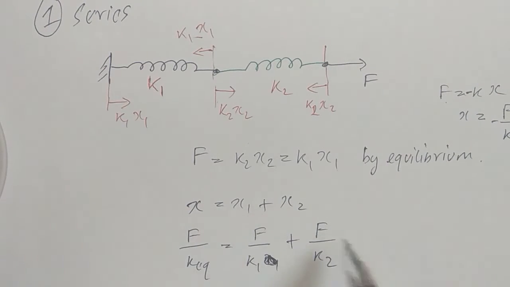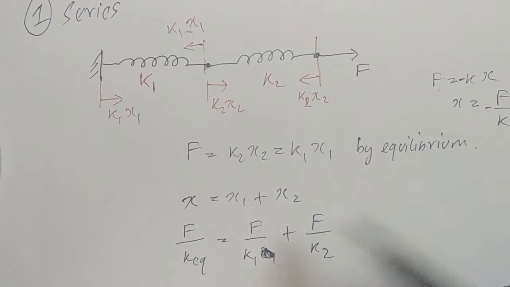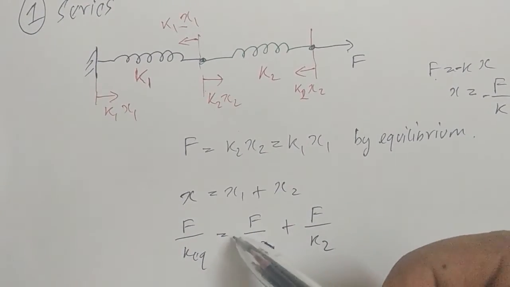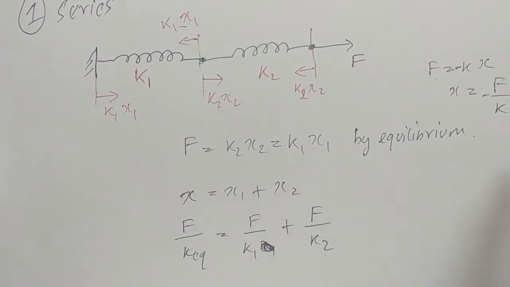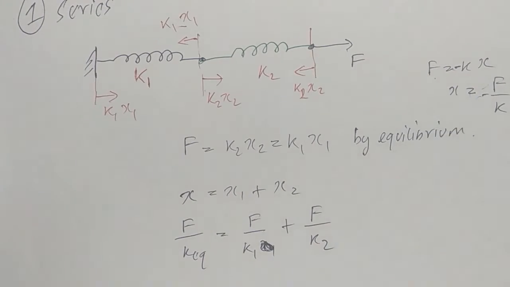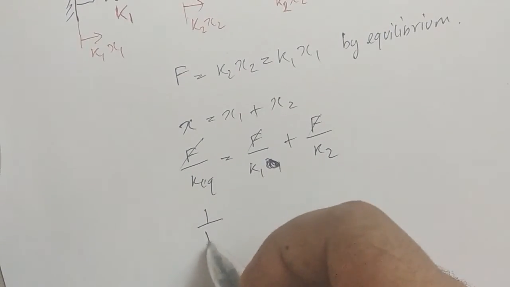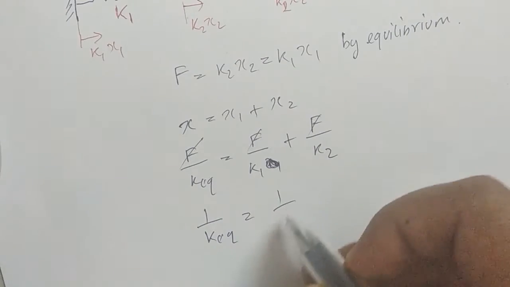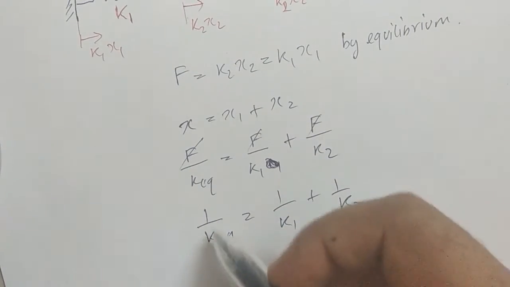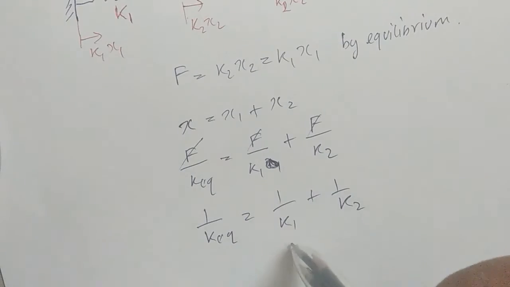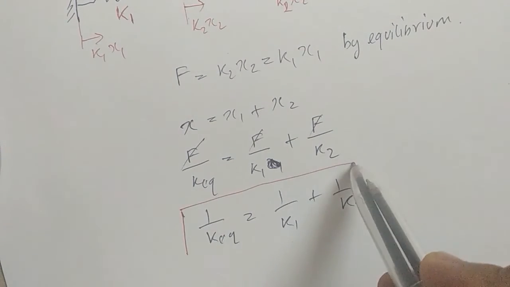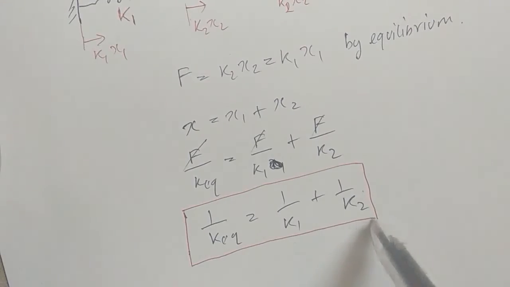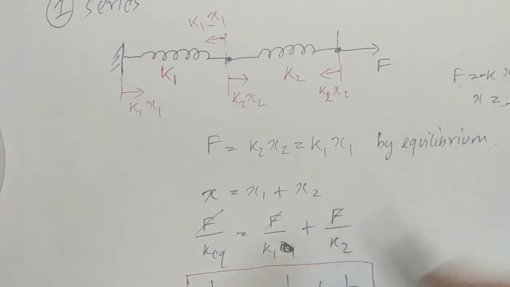Now if you cancel all the forces, this has to be actually minus, but I have not taken the negative sign because all the terms in this equation are negative, so we can neglect this negative term. That is why this will get cancelled, and 1 by the equivalent spring constant would be equal to 1 by K1 plus 1 by K2. So this is the formula for the equivalent spring constant in case of two springs that are connected in series.